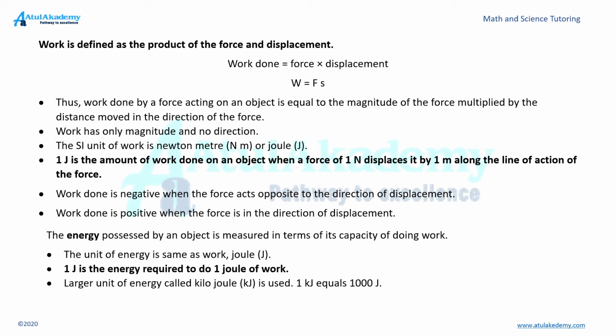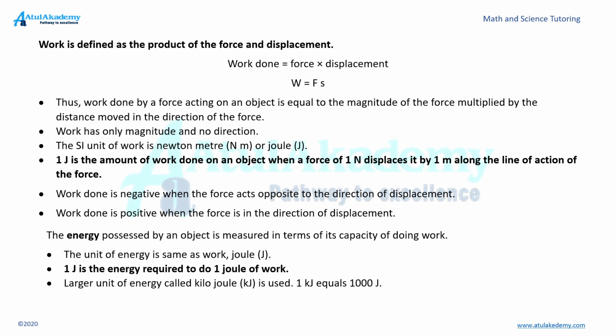So 1 joule, how will we define 1 joule? It is the amount of work done on an object when a force of 1 Newton displaces it by 1 meter along the line of action of the force. Work done is negative when the force acts opposite to the direction of displacement. It is positive when the force is in the direction of the displacement.